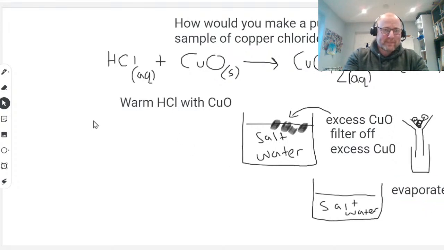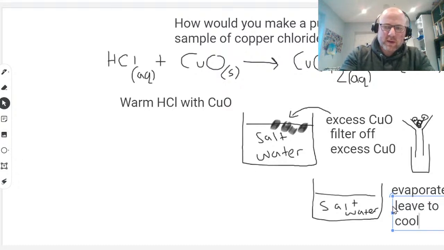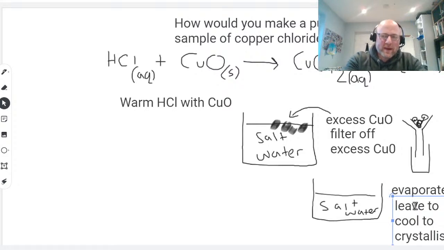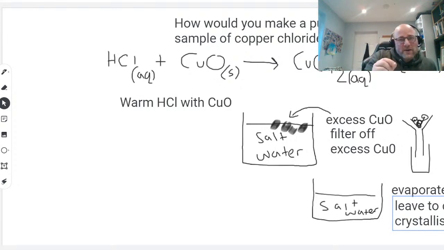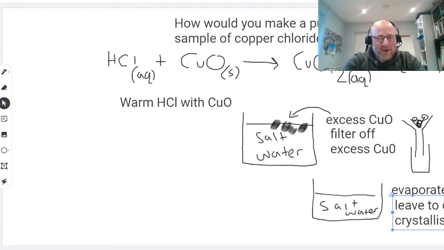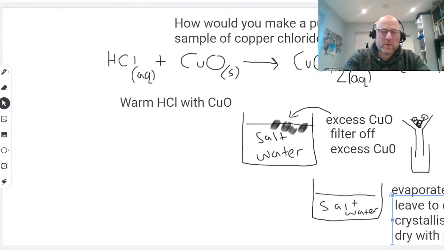So heat gently, and then when crystals form, leave to cool to crystallize. I'm not going to write it all down because it would take too long. Right, leave it all to crystallize. Now the final step, if you can remember: refilter and dry with paper or with a towel.